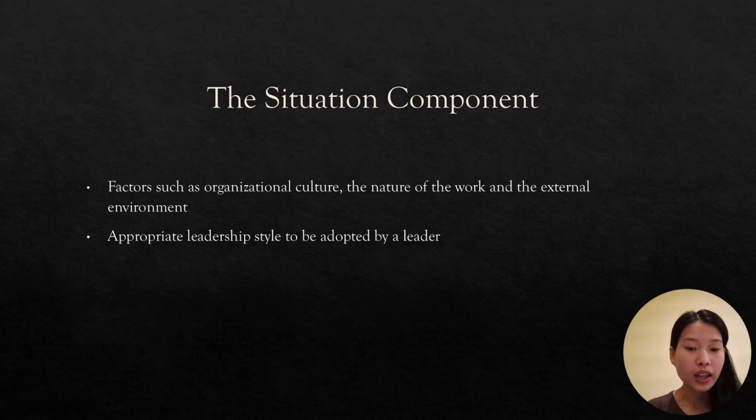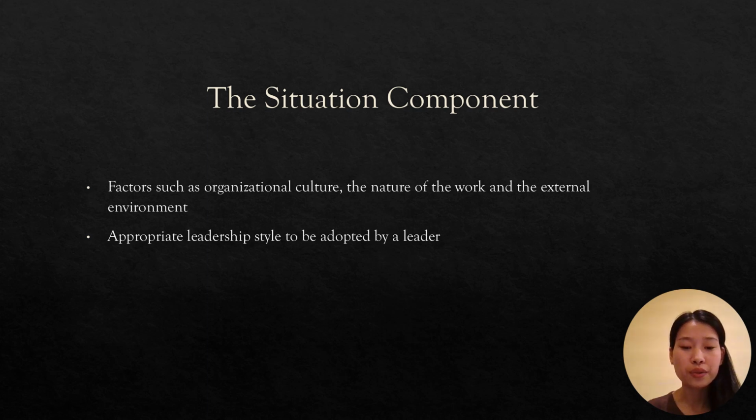And the last one is the situation component. The situation component is basically the situation in the organization where the leader and follower work together to achieve a certain organizational goal or their individual goals. Situation components can be some of the contextual factors such as organizational culture, the nature of the work, and the external environment.